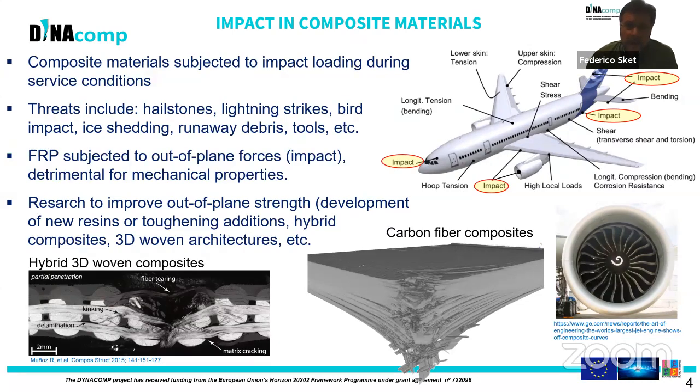Composite structures used in aerospace applications are subjected to impact loading during in-service conditions. Some examples of threats include hailstone, lightning strike, bird impact, ice shedding or runway debris during takeoff and landing, tool drop during maintenance, etc. So in a plane, some of the different mechanical solicitations it is subjected to are indicated in this figure, in which I highlighted the ones that are prone to impact.